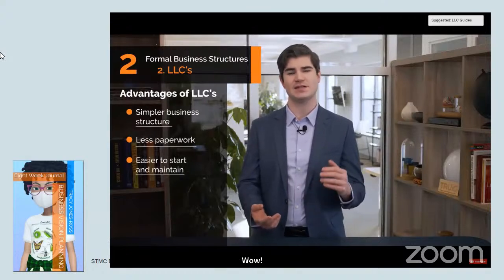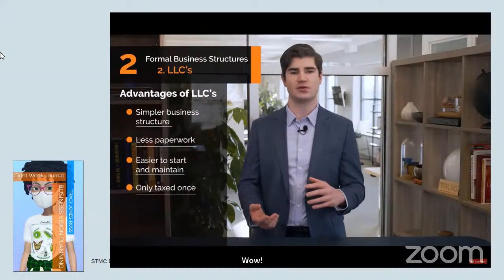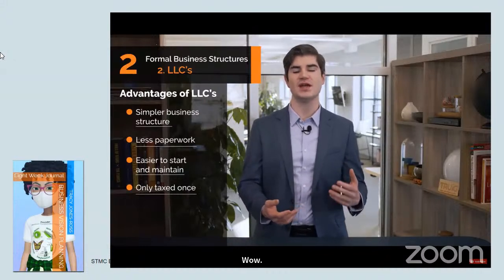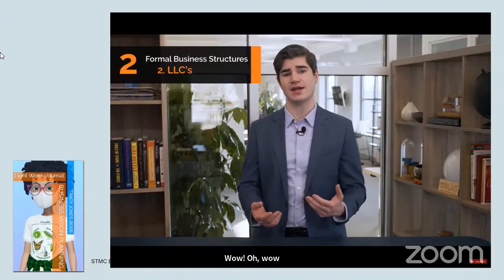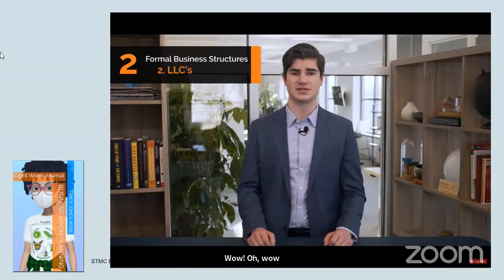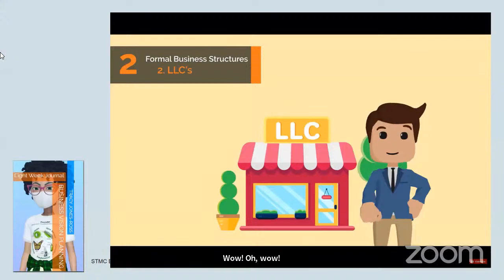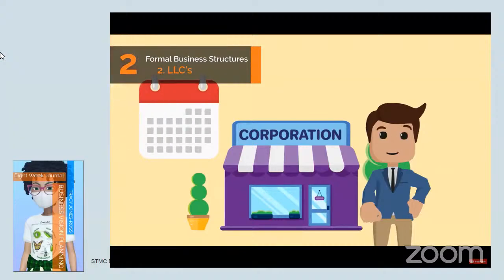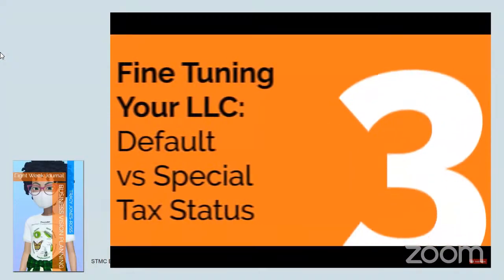LLCs have pass-through taxation, which means your profits are only taxed once, and all the benefits of a formal business structure, including personal asset protection and increased credibility of the business. In general, it's more beneficial to start as an LLC when starting a small business due to the simplicity and the pass-through taxation. You can always change your business structure and its classification at a later date.